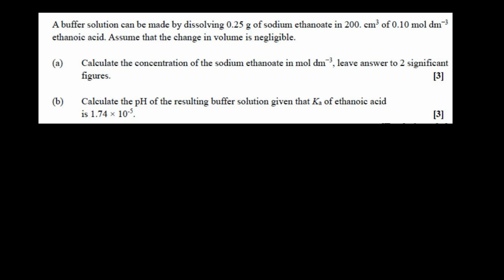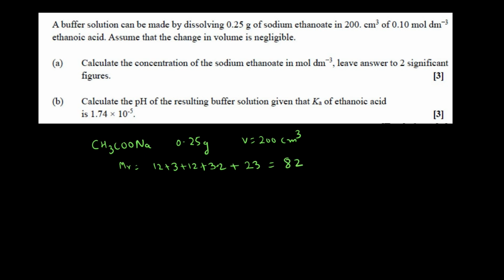So sodium ethanoate is given, 0.25 grams. So what is sodium ethanoate? CH3COONa. So 0.25 grams is given. We need to find the concentration. Volume is 200 cm cube. So what is the molar mass of sodium ethanoate? Molar mass will be 12 plus 3 plus 12 plus 16 times 2, 2 oxygen atoms, plus sodium mass 23, so it comes out to be 82 grams.